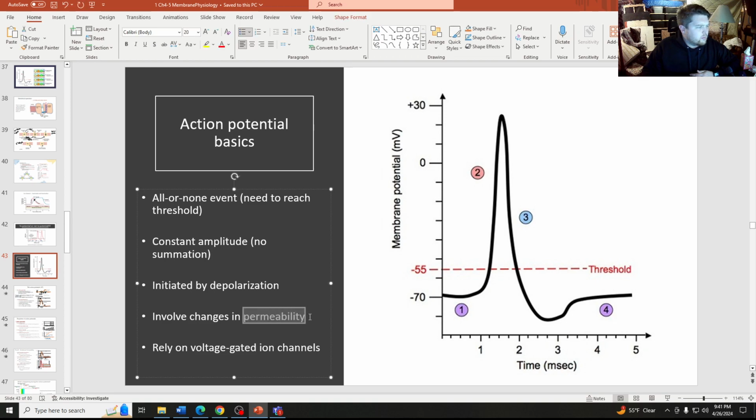Talking about the permeability, we'll talk about this as well. At different points of the action potential, we are more or less permeable to specific ions depending on which channels are open. It's relying on those voltage-gated ion channels, which we'll get back around to.